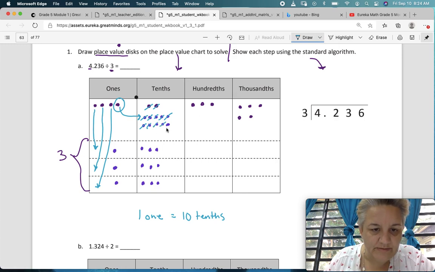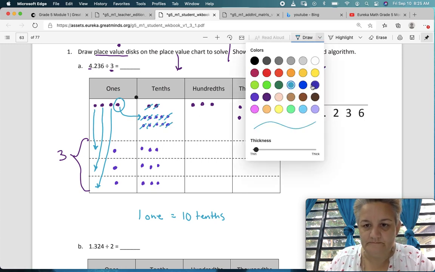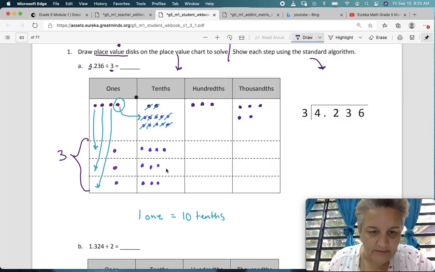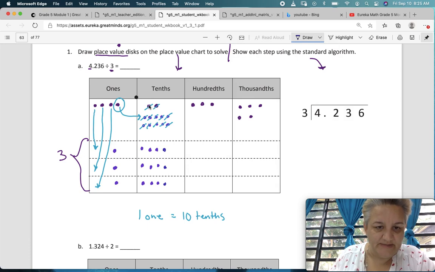1, 2, 3. Great. Look, we used them all up. So I had 1, 2, 3, 4, 5, 6, 7, 8, 9, 10, 11, 12. Perfect. Okay, now my hundredths should be really easy.